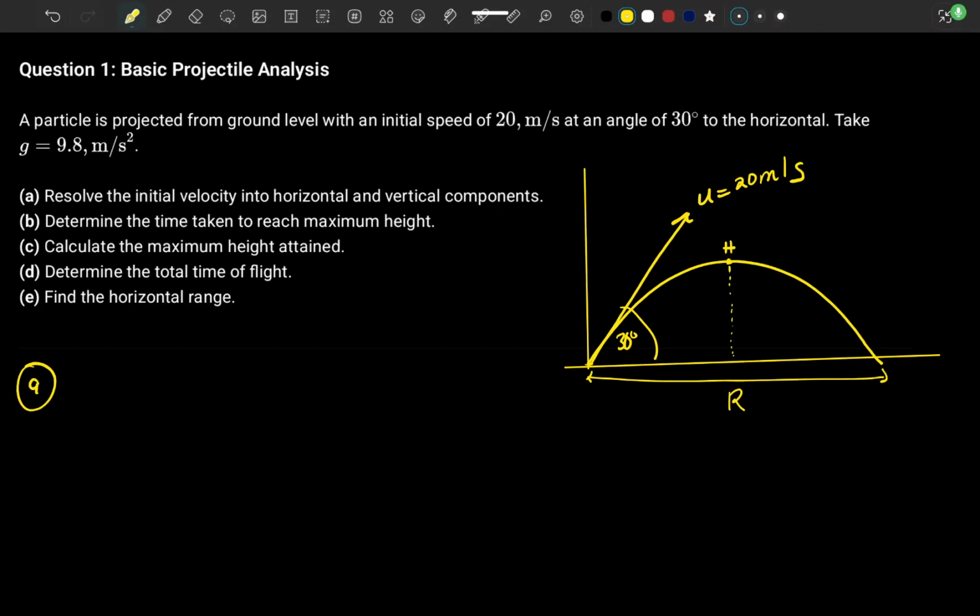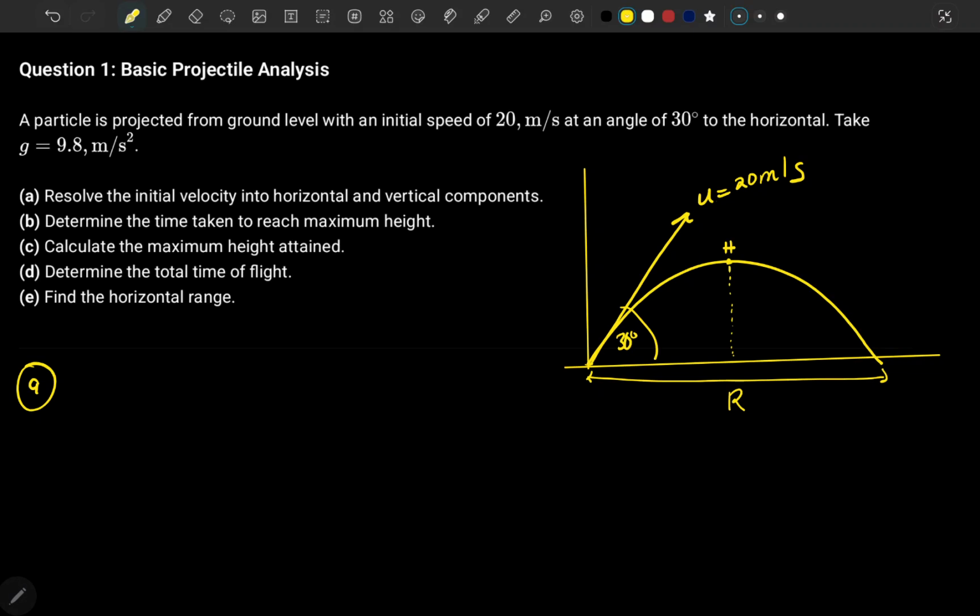Let us work out this question here under projectile motion. This is Mr. Skazwe. Let's answer a question here. A particle is projected from the ground level with an initial speed of 20 meters per second at an angle of 30 degrees to the horizontal. So this is a demonstration of the motion which I have drawn here.